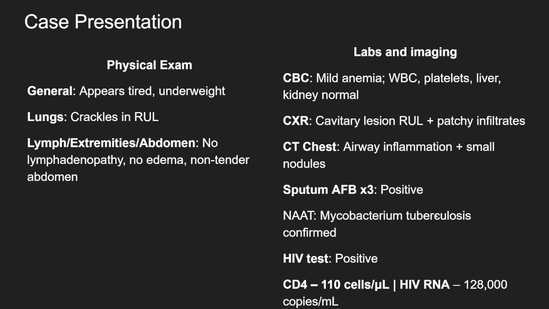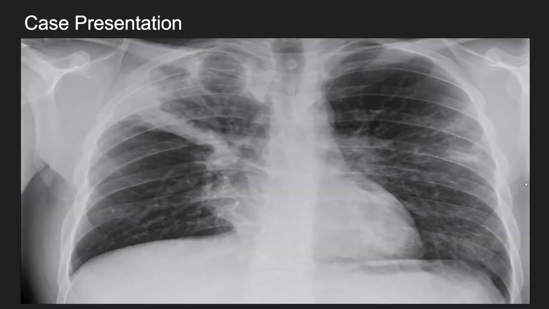which does confirm HIV. If we're looking here at his chest x-ray, which was taken in the posterior anterior view, it showed a cavitary consolidation in the right upper lobe, and this is a very classic finding for tuberculosis.